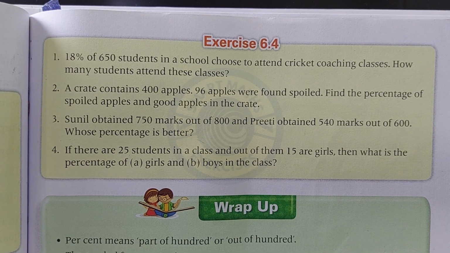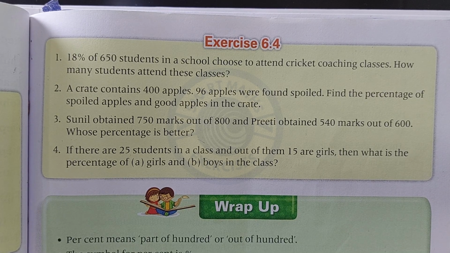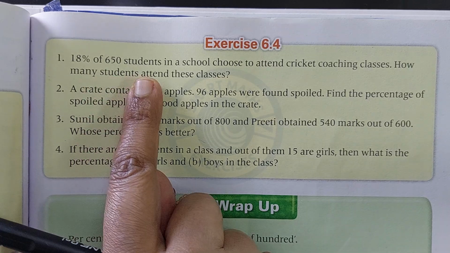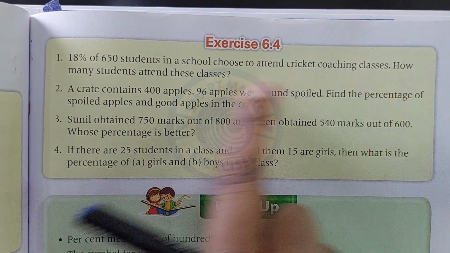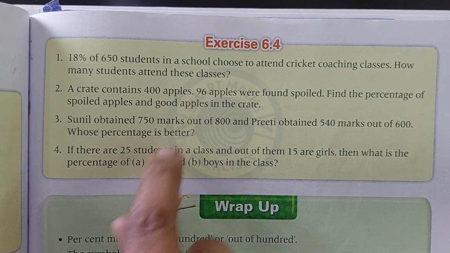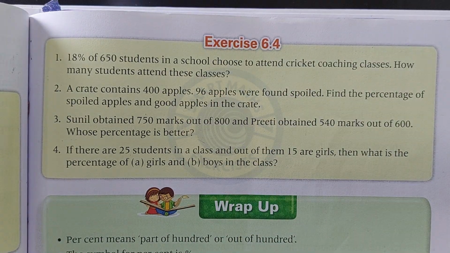In this video, we will be solving exercise 6.4 from the chapter percentage. First question. 18% of 650 students in a school choose to attend cricket coaching classes. How many students attend these classes? In this question, we have to find out the number of students attending cricket coaching classes.